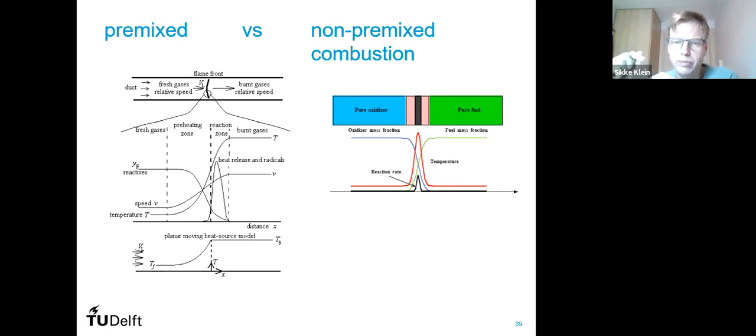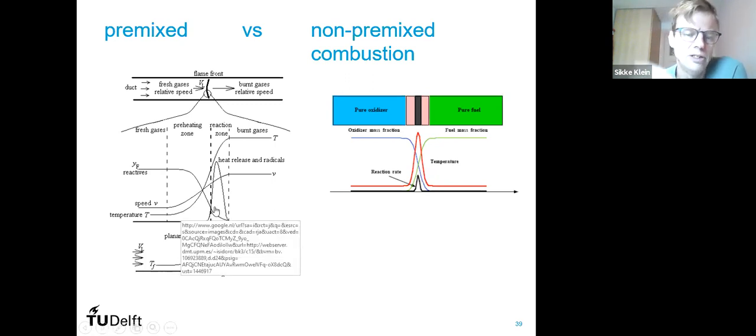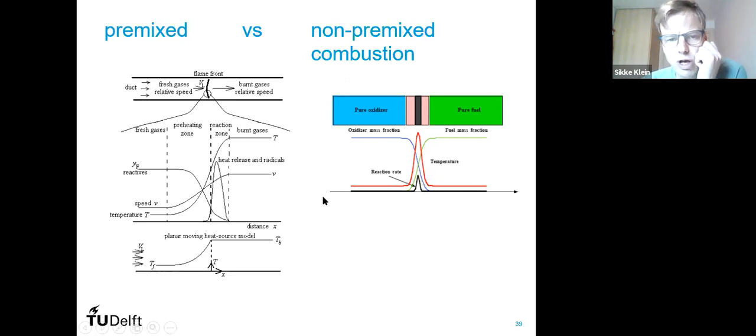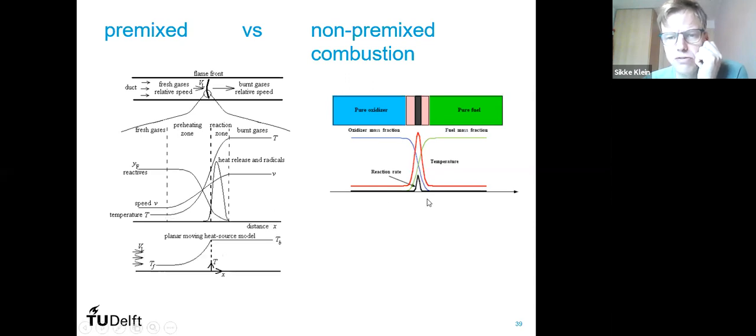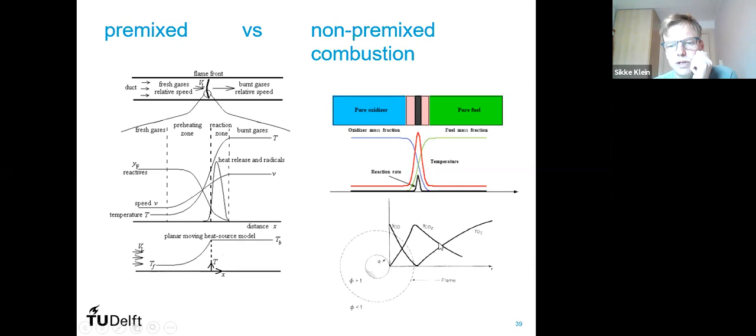So in non-premixed combustion, that's very important, the combustion takes place at the stoichiometric ratio. In premixed combustion, the combustion takes place at the equivalence ratio you supply. So here it always takes place at φ = 1, and in the premixed situation, it takes place at the φ you specify. That's important. This is a very important difference between non-premixed and premixed.